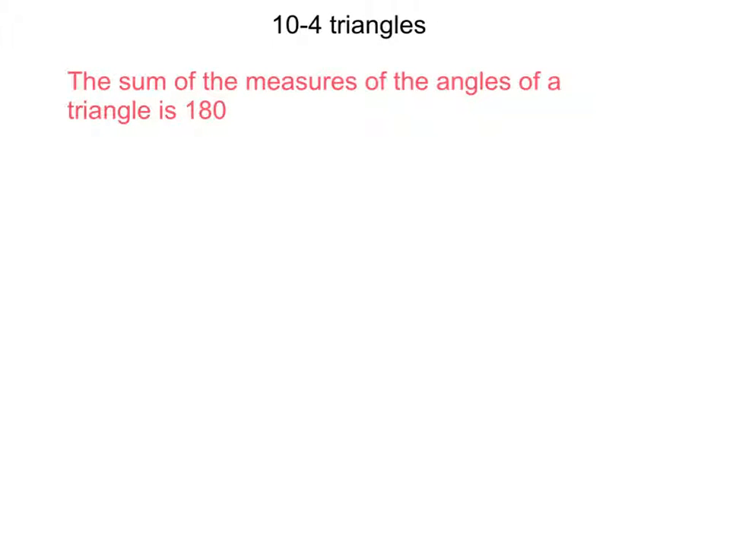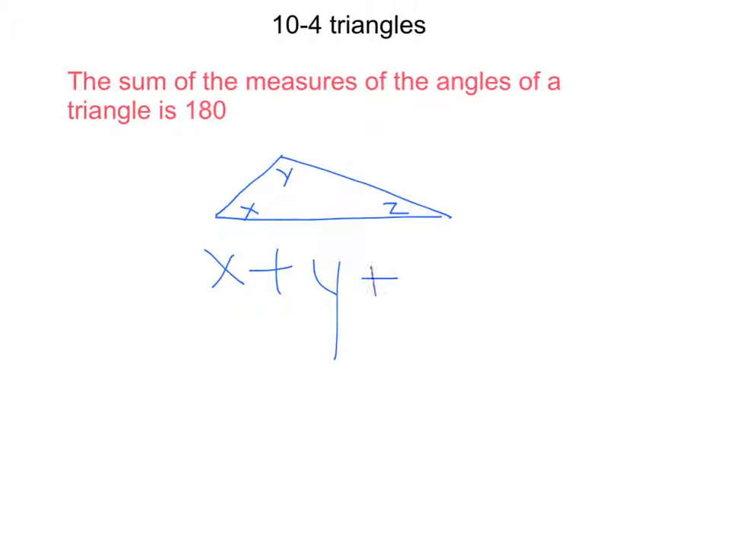Lesson 10-4, triangles. When we are looking at triangles, the sum of the measures of the angles of a triangle must always add up to be 180. When we're talking about angles, we are talking about the interior angles. So in this case, x plus y plus z always equals 180. The interior angles of a triangle always add up to equal 180.